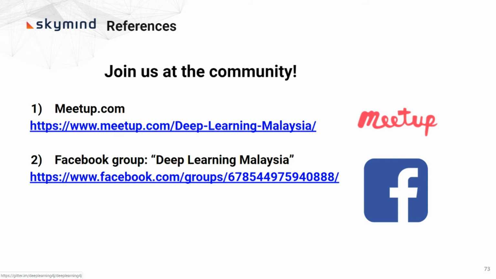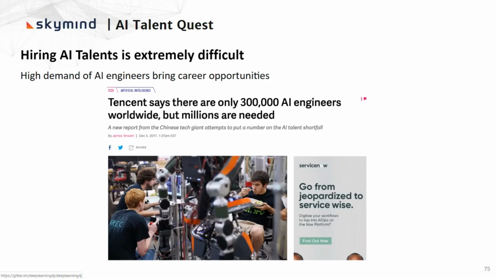Some desserts, right? Okay, so Skymind is putting a huge effort into creating training courses for the public. Tencent, the people behind WeChat, mentioned in an article that there are 300,000 AI engineers out there, but millions are needed. So this kind of skill set is quite rare. Although a lot of people know about it, the actual skill set is quite rare.